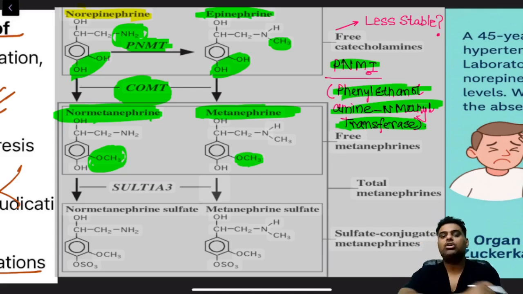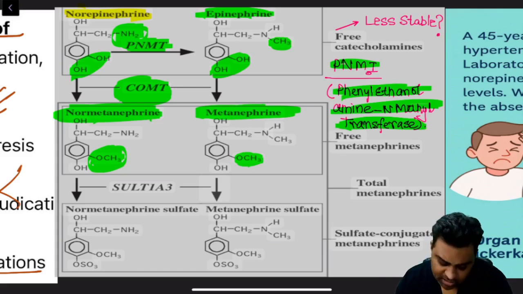So if I ask you what are the two reasons why these are measured: the first is that epinephrine and norepinephrine, because of two OH groups, are highly unstable, therefore they are not measured because their half-life decreases. And the second reason is that metanephrines and normetanephrines are always produced in a leaky manner. So these are the two things.